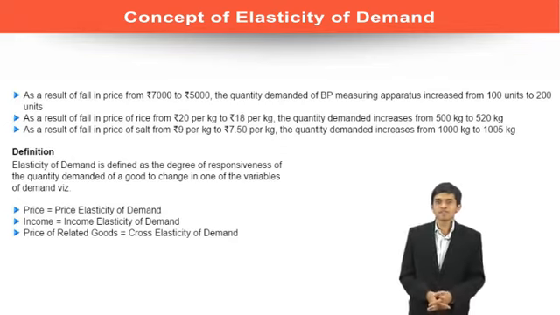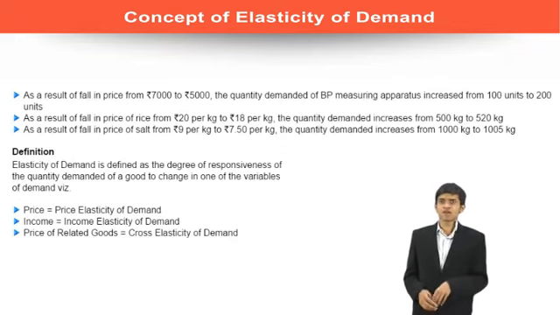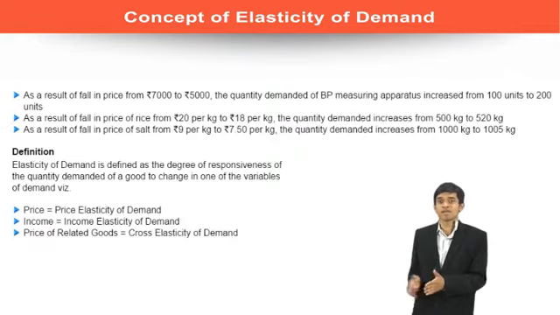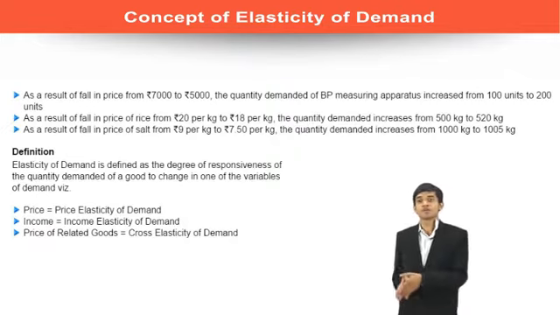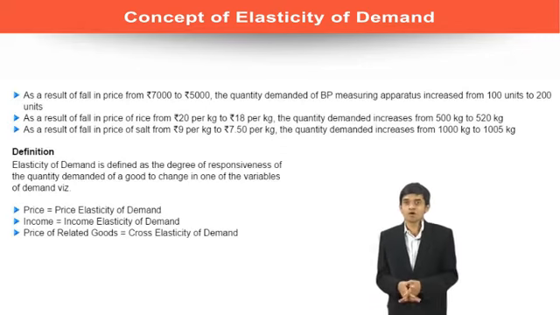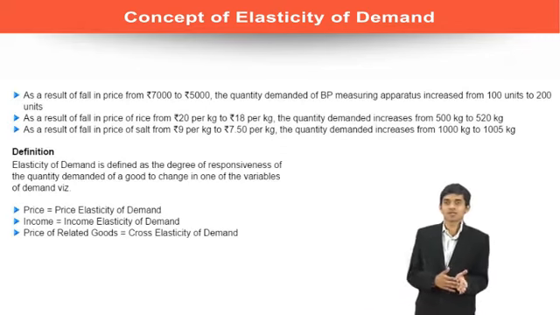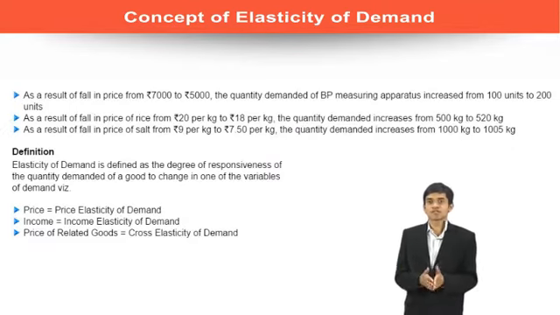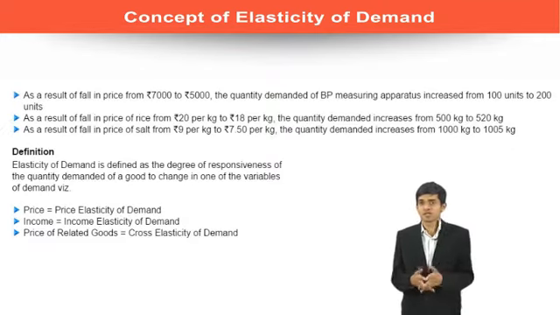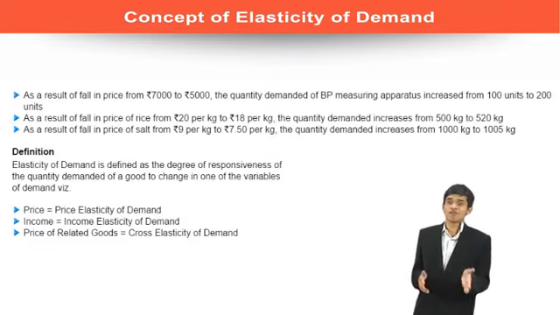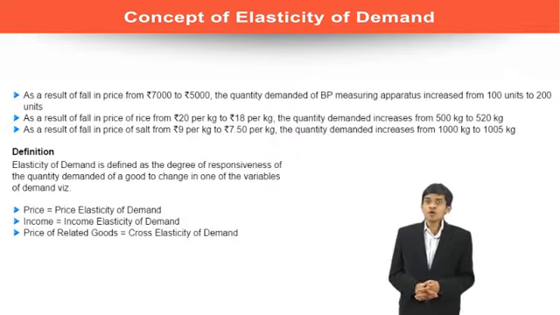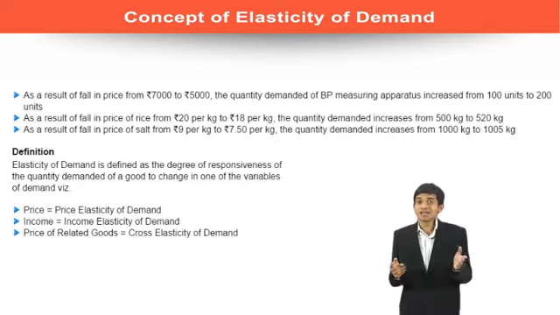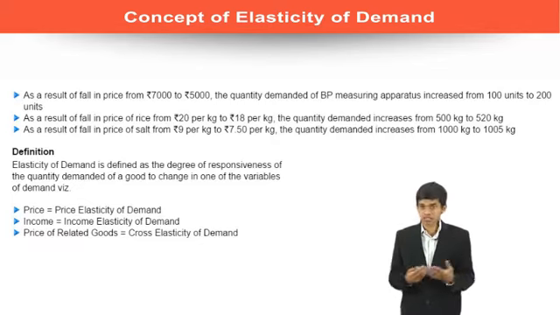So three examples have been given. As a result of fall in price from rupees 7,000 to 5,000, the quantity demanded of blood pressure measuring apparatus increased from 100 units to 200 units. As a result of fall in price of rice from 20 to 18, the quantity demanded increased from 500 to 520 kg. Or as a result of fall in price of salt from 9 to 7.50 rupees per kg, the quantity demanded increased from 1000 kg to 1005 kg. So in every case there has been a fall in price and an increase in demand, but in different proportions.